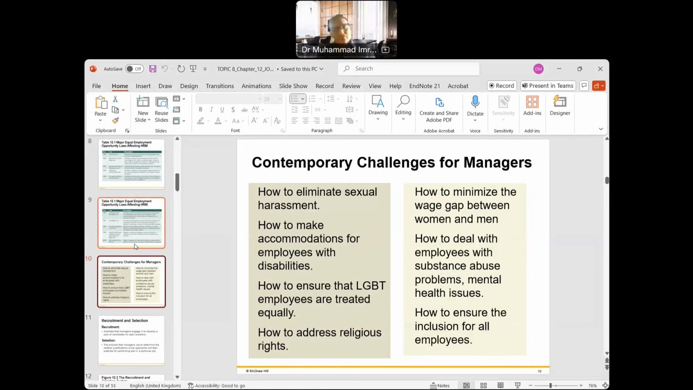How to deal with employees with substance abuse problems or mental health issues? Yes, medical issues. This is another one. It's a part of work also. People can get ill also, so we have to oblige them, we have to compensate them. How to ensure the inclusion of all employees? Yes, we must take care of their reservations and respond accordingly.